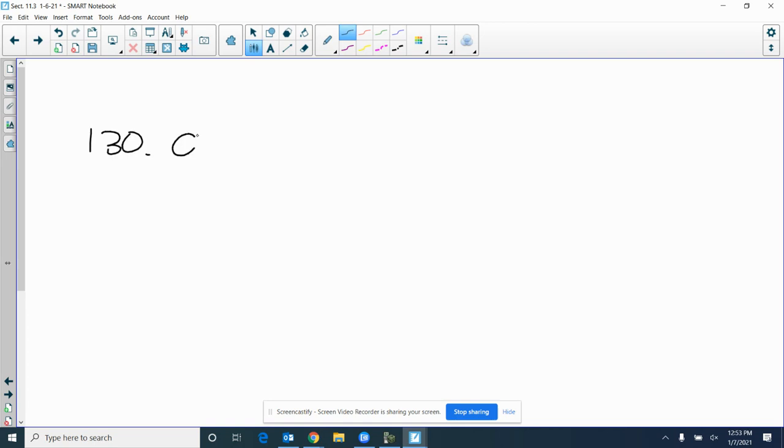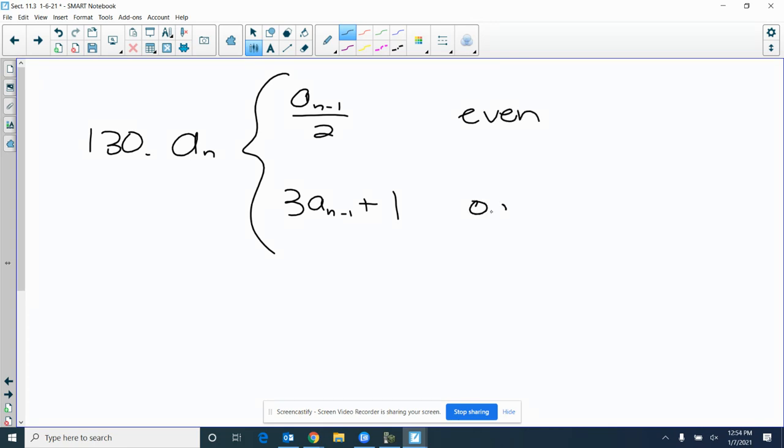130, what is it? a sub n equals a sub n minus 1 over 2, or 3 times a sub n minus 1 plus 1, right? First one is if it's even. This just tells you what you're plugging it into. And I think the subscripts can tend to throw people off. It just is telling you what term you're dealing with.